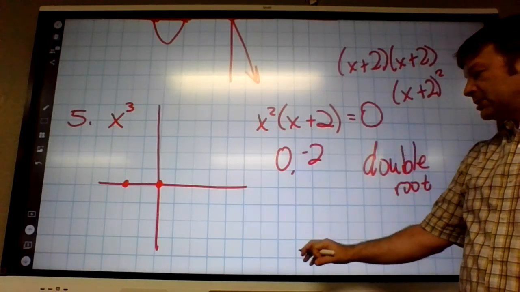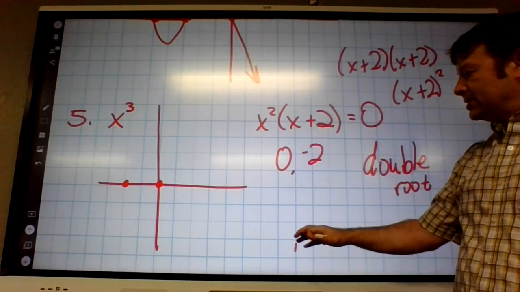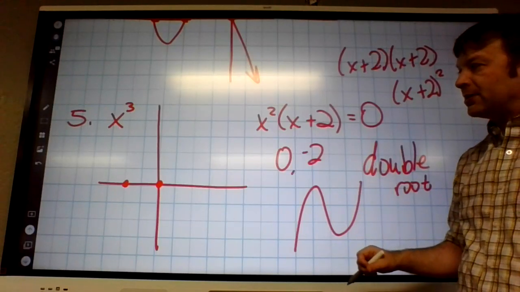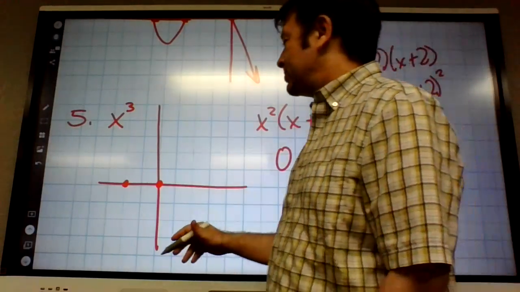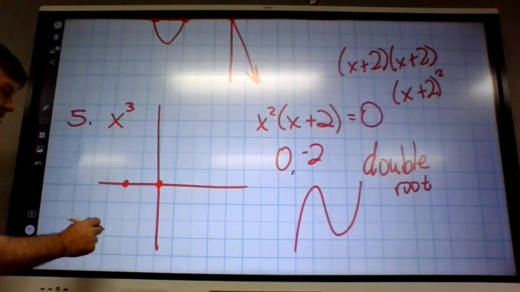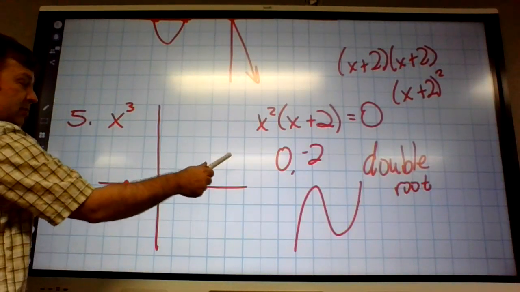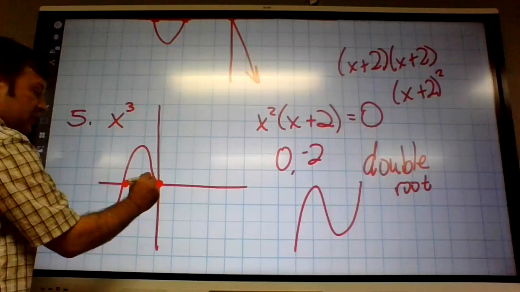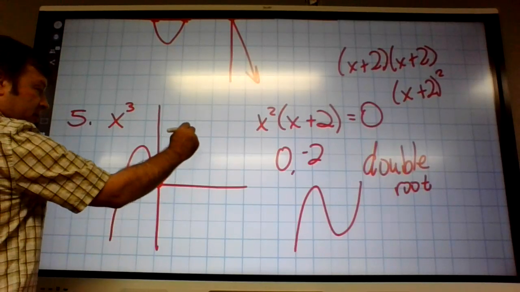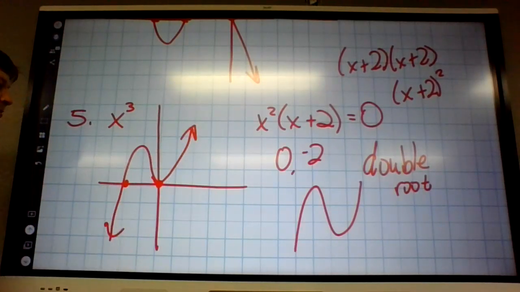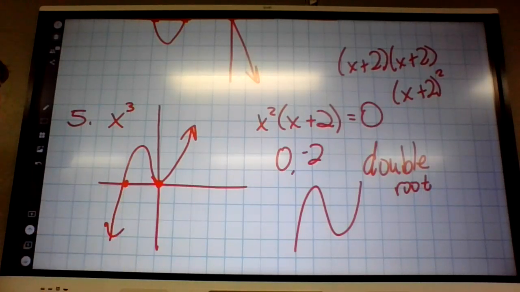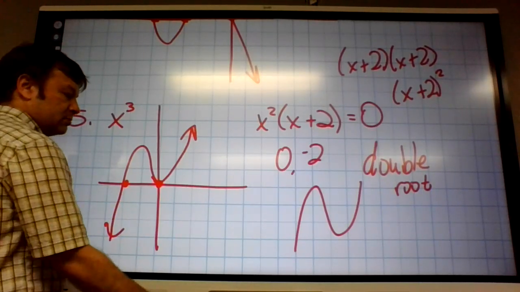Okay, so what happens at double roots is instead of going through the line, it bounces when it hits the line. So it doesn't actually go through the line. So 0 is my double root. When I'm approaching 0, it's going to bounce right there and then go back up. So it keeps the same shape, it just does not go through at that point. That's kind of cool.